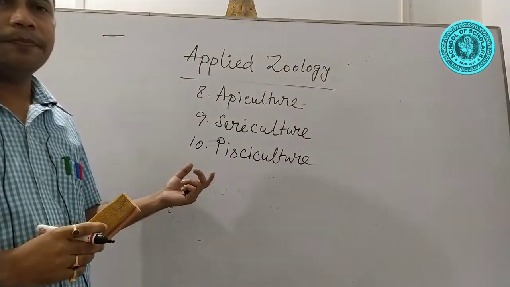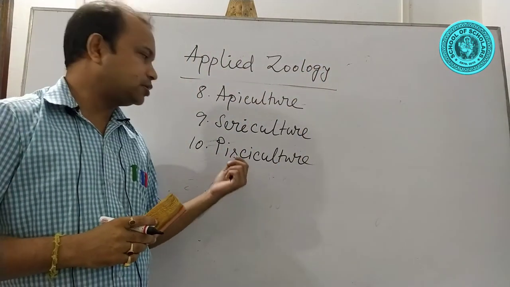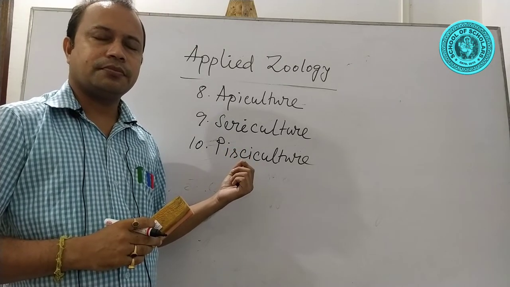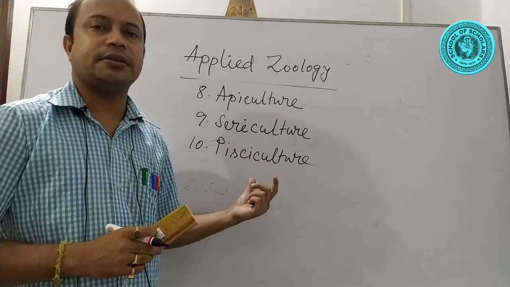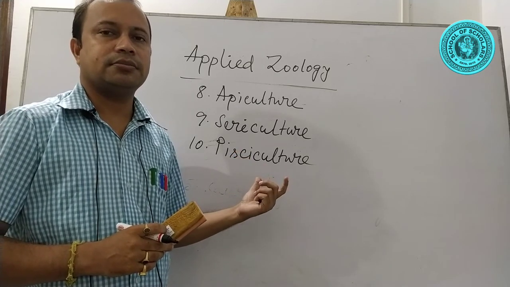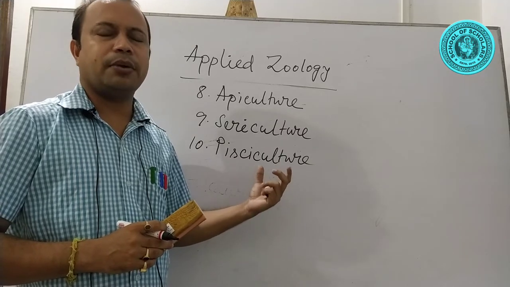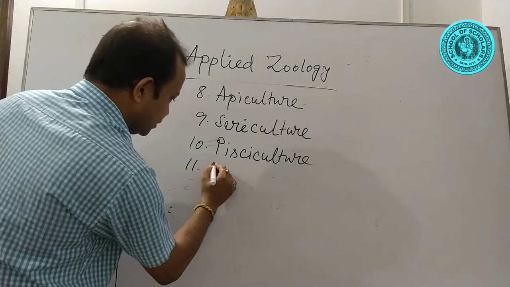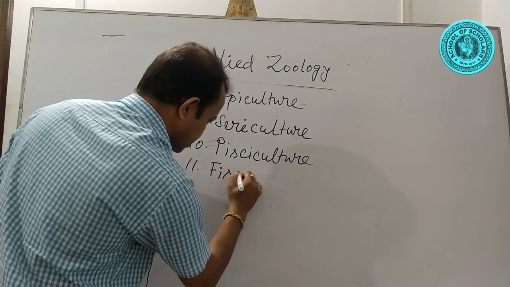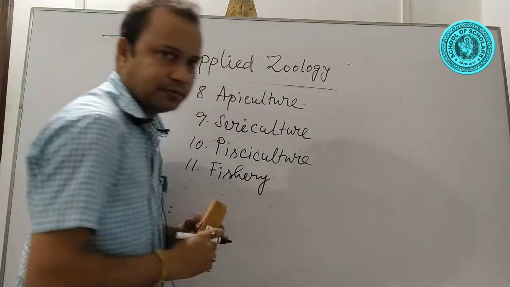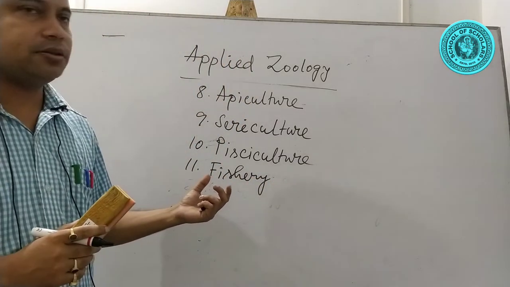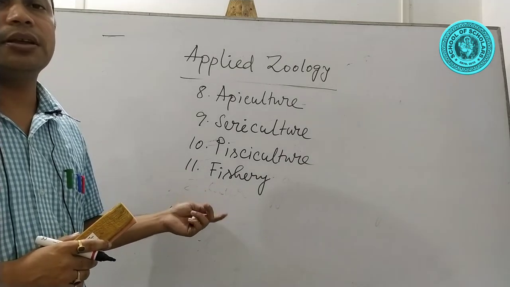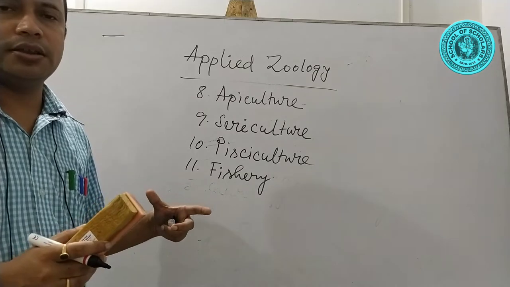Another branch is pisciculture. Pisciculture means this is the branch of biology which deals with the study of cultivable piscean species, that means cultivable fishes, within a proper management process. Next one, this branch is also related with pisciculture, fishery. Fishery is a branch of biology which deals with the study of edible and commercially important piscean and non-piscean species.